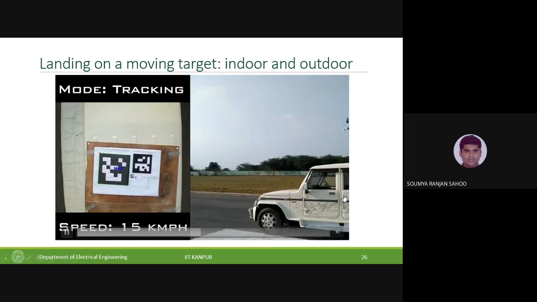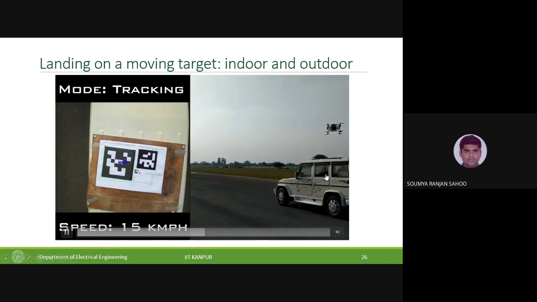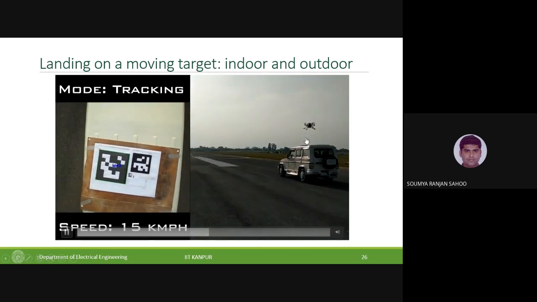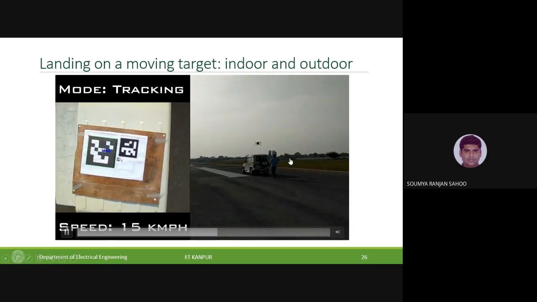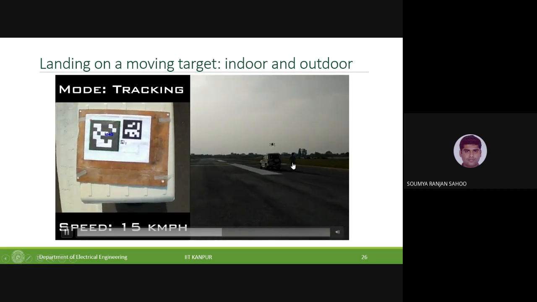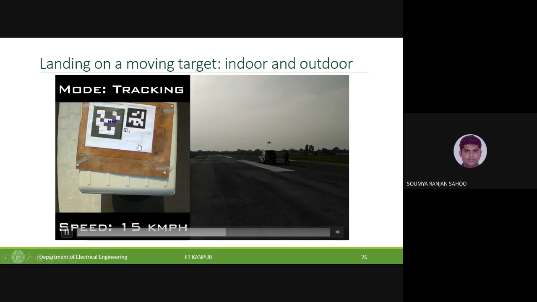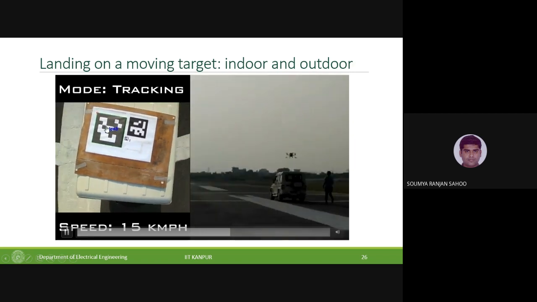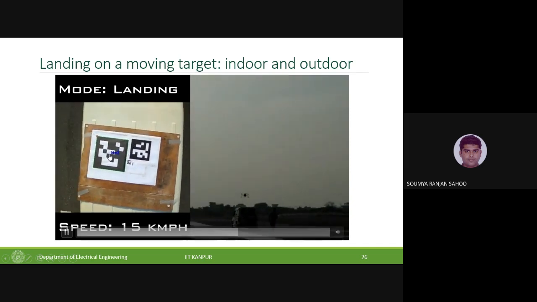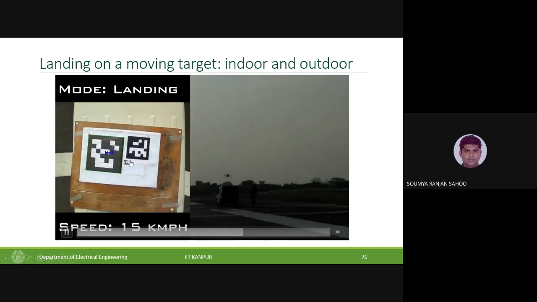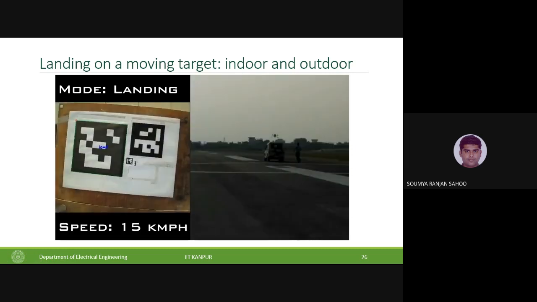So this is a Bolero that we had in the flight lab. The quadrotor is tracking this, and it will initiate to land. My student just raised his hand to show that he's not doing anything and it is doing it on its own. The left hand side is the video grab from the onboard camera. It is tracking at a speed of 15 km per hour, and now it is starting to land.